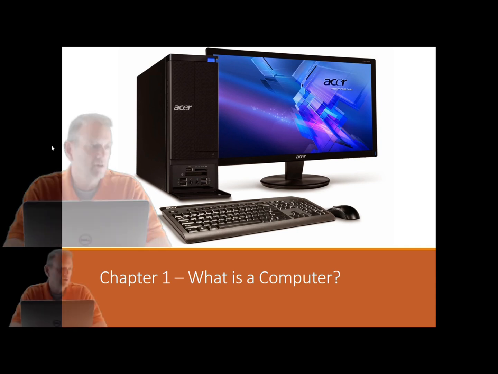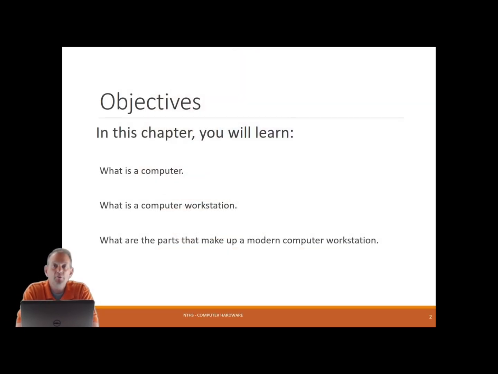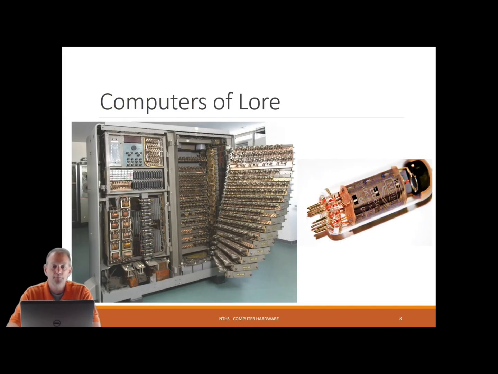So let's go ahead and get started with where we're going with what we're doing in this chapter. In this chapter, we have three main objectives: to understand what a computer and a computer workstation are, and to talk about those parts that make up a computer workstation. Pretty simple. Some of you may already know a vast majority of the stuff we go over in Chapter 1, as it is just an introduction. Some of you may not. It doesn't matter. Hopefully we get everybody together by the end of this chapter in a similar place.